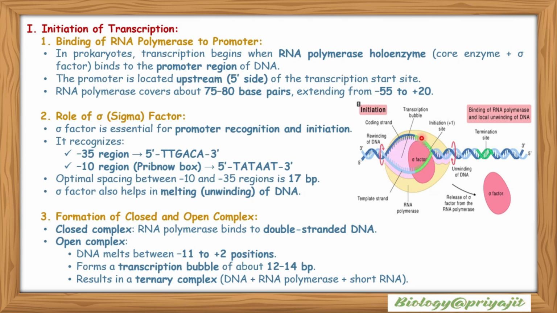So why is it ternary? Because there is DNA, RNA and protein. RNA polymerase is the protein component. So DNA is there, short RNA is there, and RNA polymerase protein is there. So it's a ternary complex.